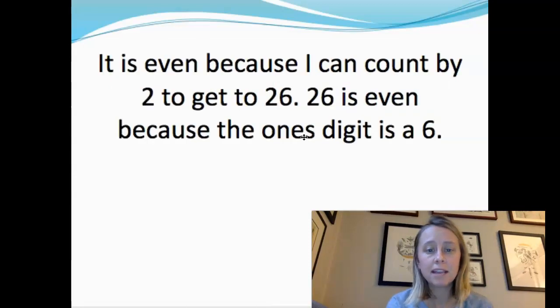It's even because I can count by 2 and get to 26. 26 is even because the ones digit is a 6. So 2, 4, 6, or 8. So odd plus odd equals even.